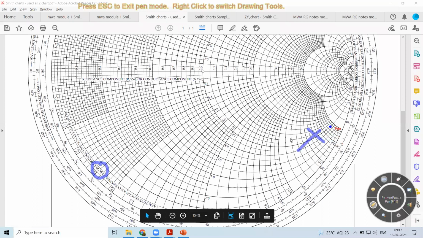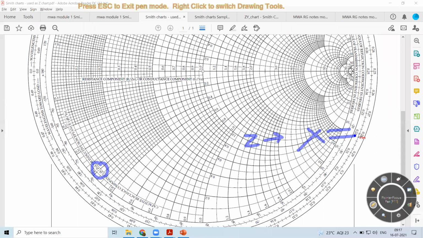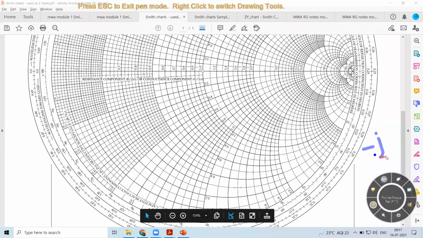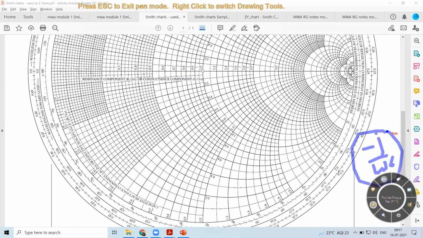X is nothing but what we specified. If x is the reactive component and it is capacitive, it will be minus j by omega c. So you will be having the negative parameter.